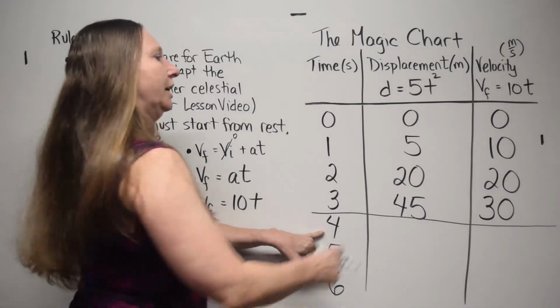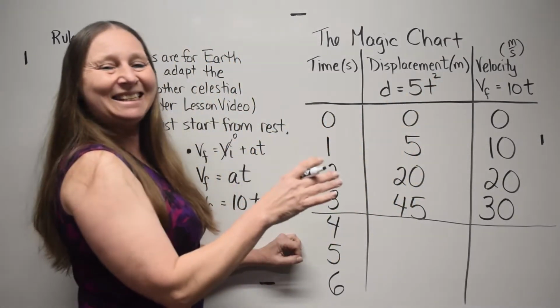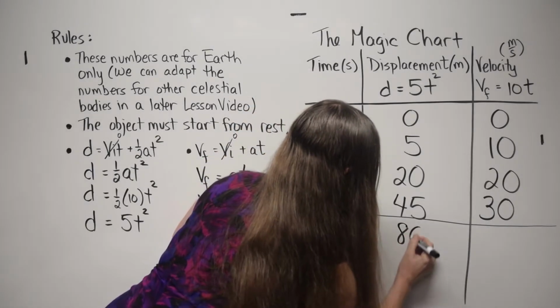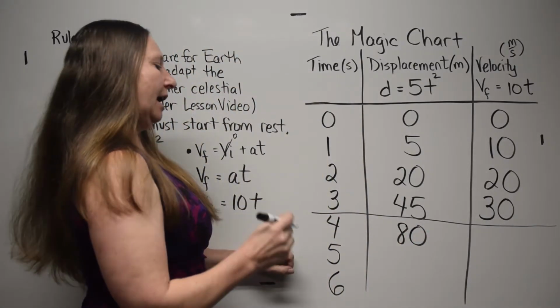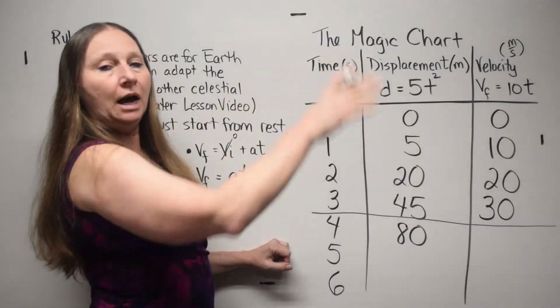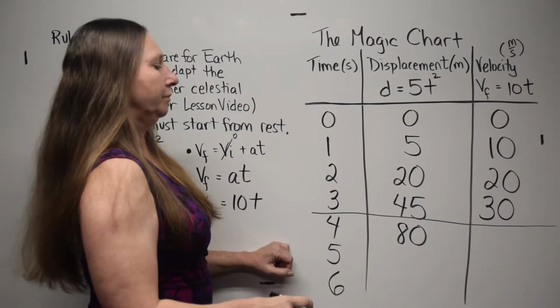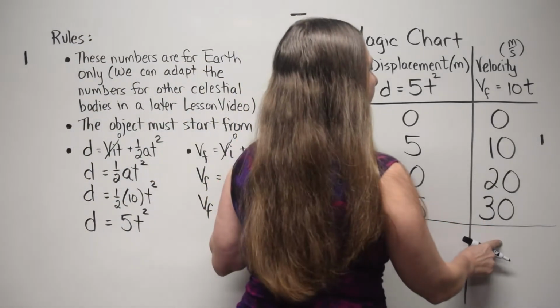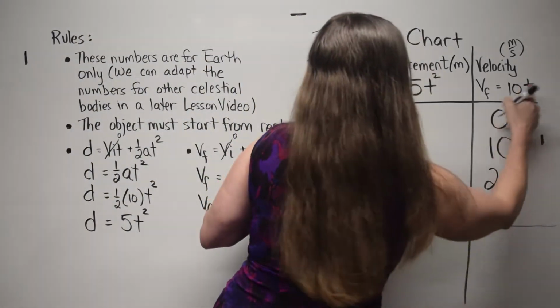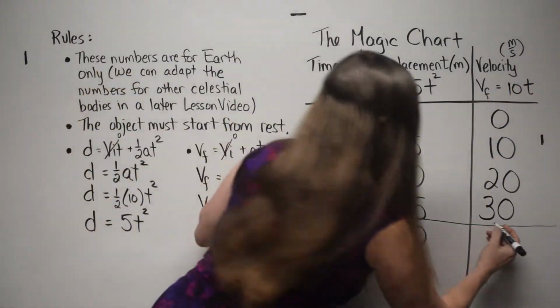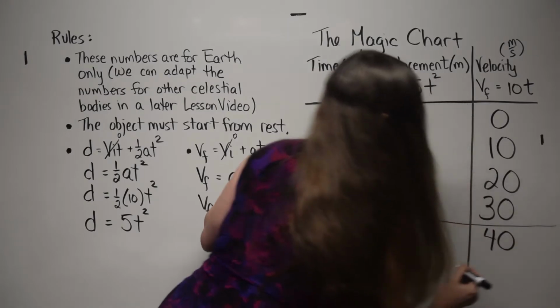Okay, after 4 seconds, 4 squared is 16 times 5, which is 80. So after 4 seconds, all objects fall down 80 meters if they're in free fall. And what's the speed of the object? Time t is 4, so that's 10 times 4, which is 40 meters per second.